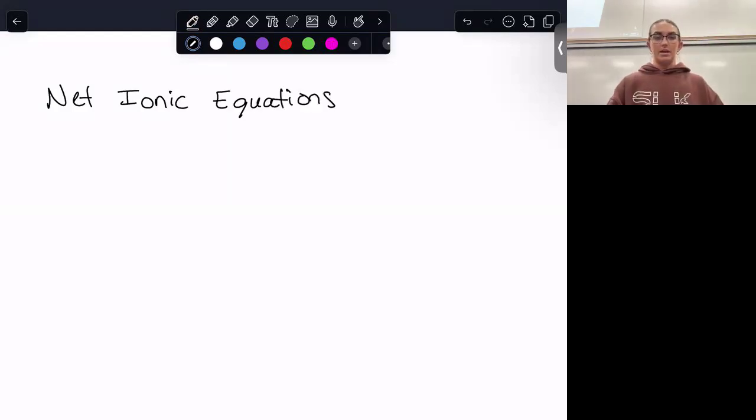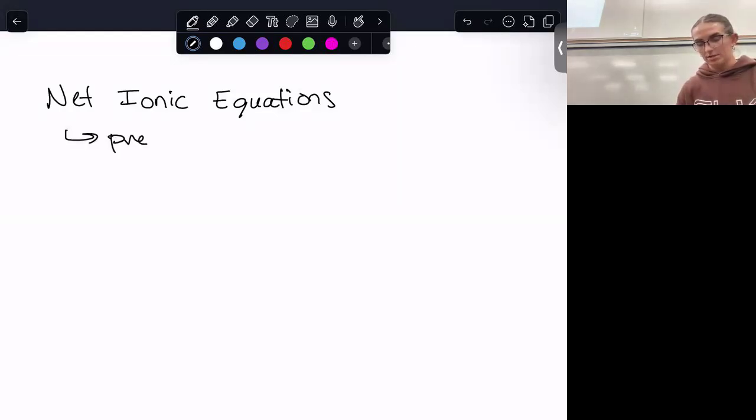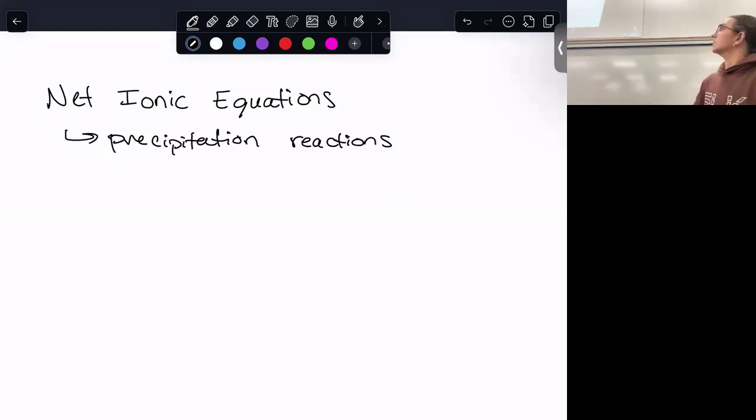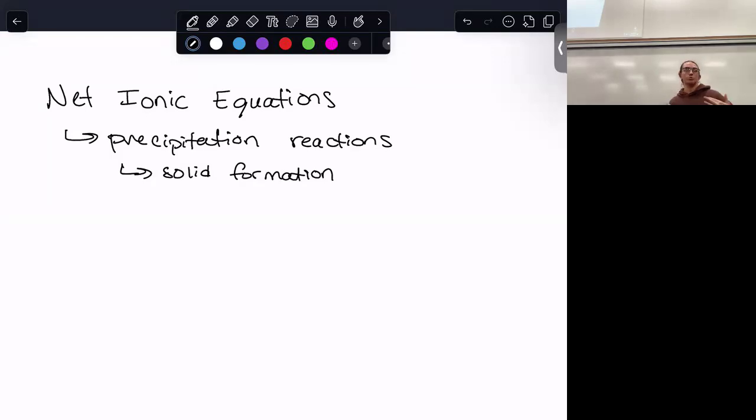Alrighty, so when we look at net ionic equations, what is this for? What kind of reactions are these for? These are for precipitation reactions. And what does it mean to be a precipitation reaction? What's forming in a precipitation reaction? Yep, so this is going to be solid formation. All right, we're going to call this an insoluble salt.